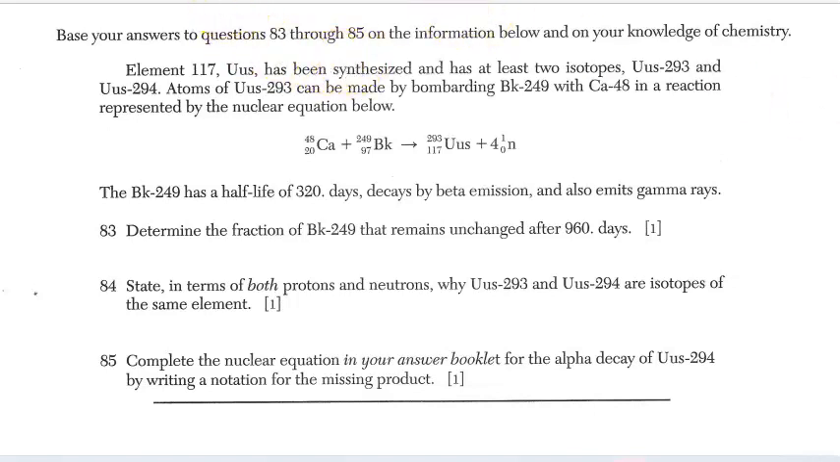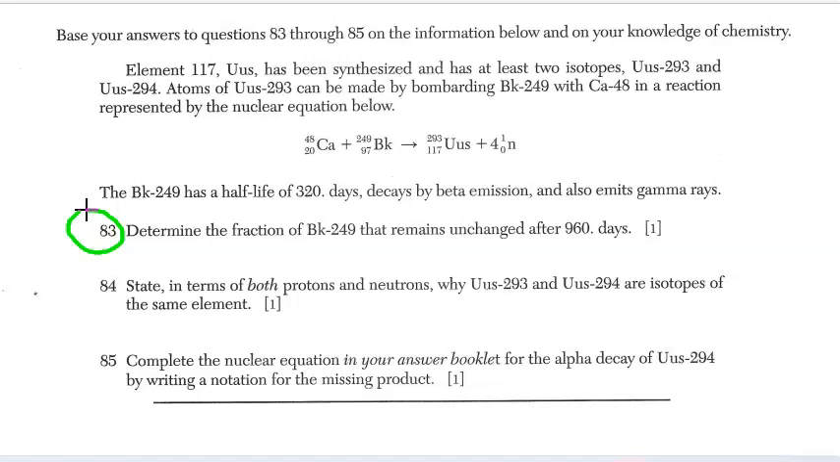We have an element, 117, and it's being synthesized. And we're getting this other element and 4 neutrons out. We're given also the half-life as 320 days, which decays by beta emission and also emits energy as gamma rays. For 83, determine the fraction of this BK-249 that remains unchanged after 960 days.